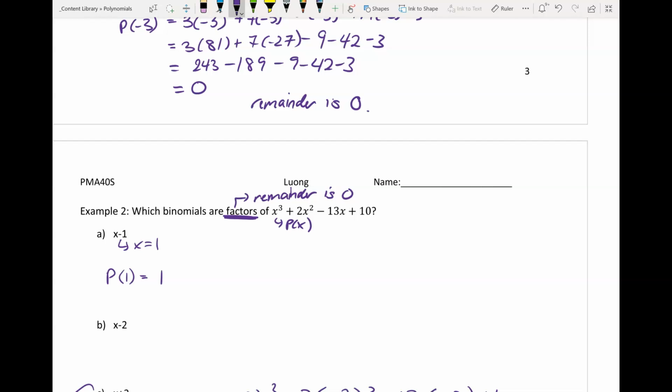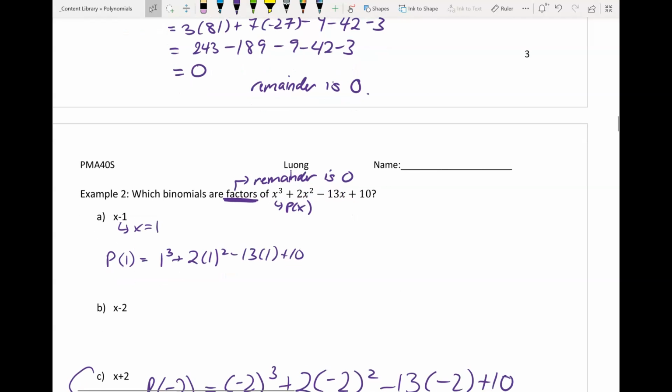So we have 1 cubed plus 2 times 1 squared minus 13 times 1 plus 10. Again, I'm just plugging in 1 every place where I see an x. If you simplify this, we will get 0. So that means x minus 1 is a factor of p of x.